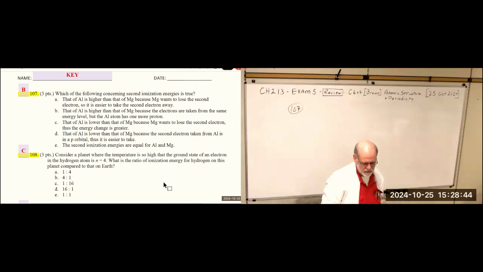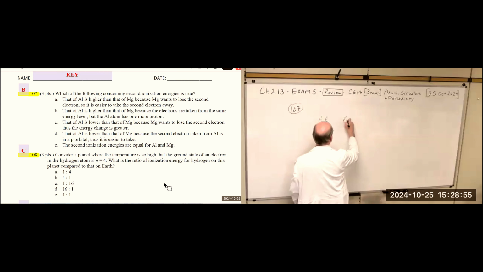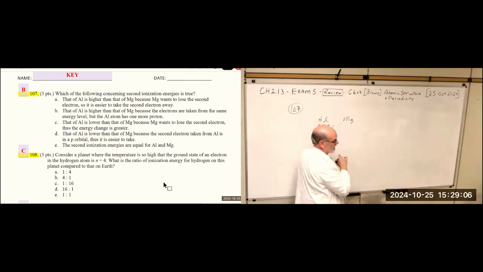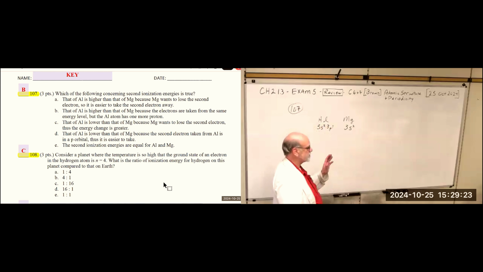So 107, which of the following concerning second ionization energies is true? We're comparing aluminum and magnesium. If we're looking at aluminum versus magnesium, the valence electrons for aluminum are 3s2 and 3p1, right? And for magnesium, it's only 3s2. Second ionization energy. Ionization energies increase to the right.